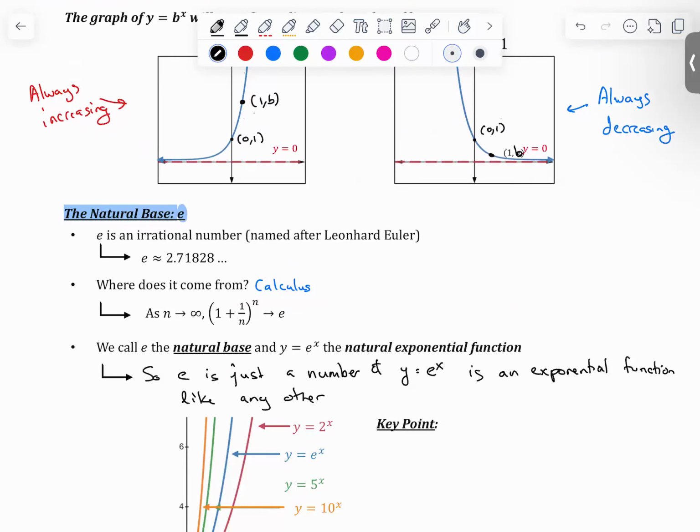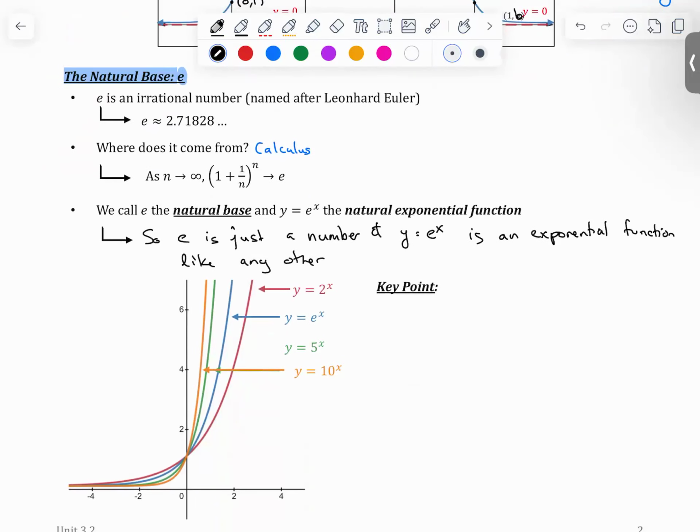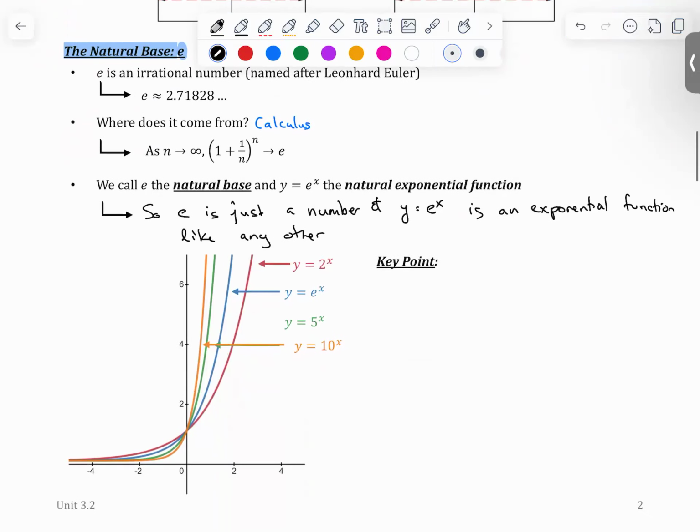And so the last thing for this video is just looking at them visually and noticing some patterns. The orange curve is y equals 10 to the x. The green curve is y equals 5 to the x. The red curve is y equals 2 to the x. And the blue curve is e to the x. So what you'll start noticing is that the bigger the base, the steeper the graph. That's the key point here: the larger the base, the steeper the graph.